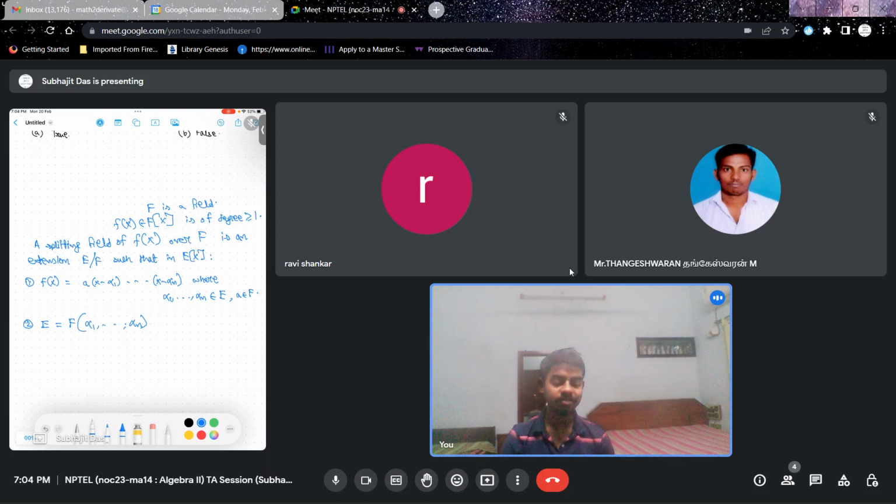This is what splitting field means. Okay, it is a minimal extension of the given field F in which the polynomial f(x) has n roots, where n is the degree of the polynomial. That is, in which the polynomial f(x) has all its roots. Okay, this is what splitting field means.